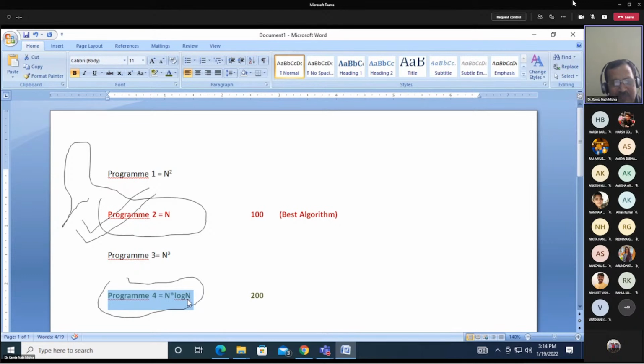So keep on increasing the value of n more. Then you take n equals 2. Then you will see that program 1 is taking 4 unit time, program 2 is taking 2 unit time, program 3 is taking 8 unit of time, and program 4 is taking 2 into 0.30109. But what you have to do, you keep on increasing the value of n now.